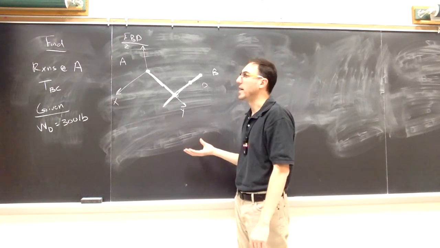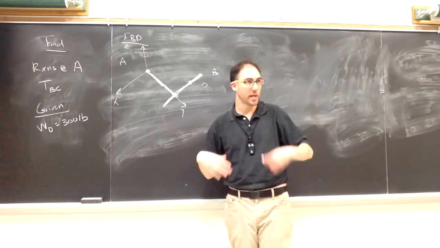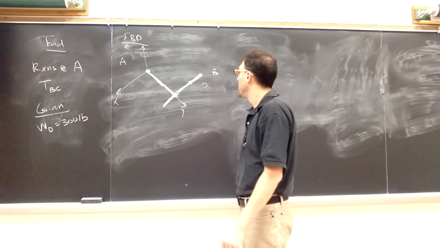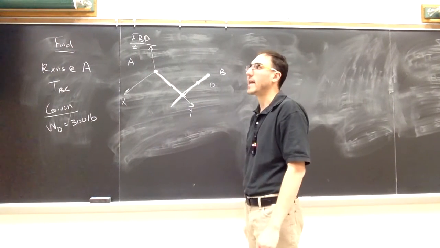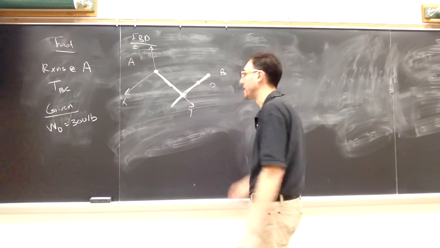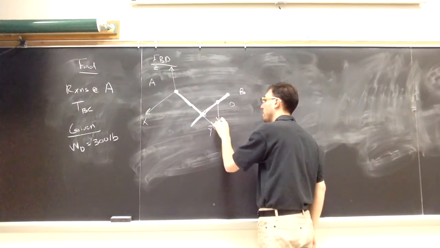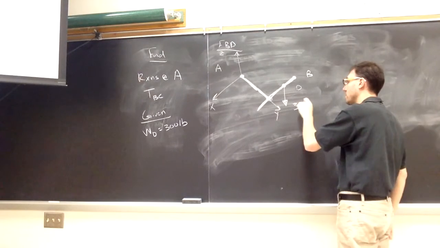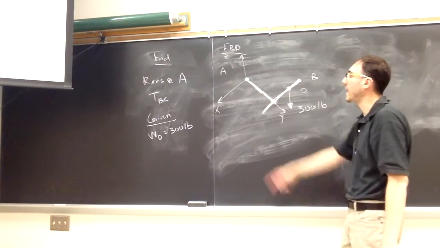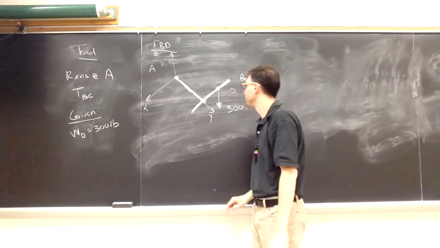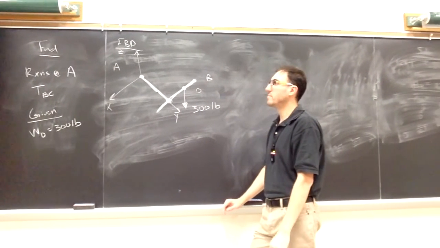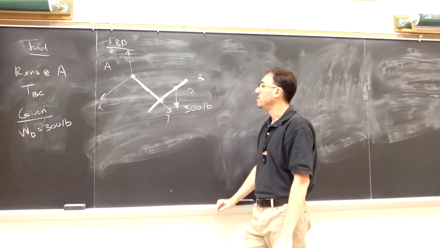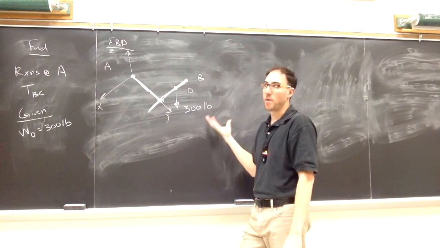So on my object, I'm first going to draw what the applied forces are. In that case, we have the weight hanging down at, in this picture, I called it D. And we know that the force of that weight is 300 pounds. It acts in the negative Z direction. All right, that's the only applied force on it.